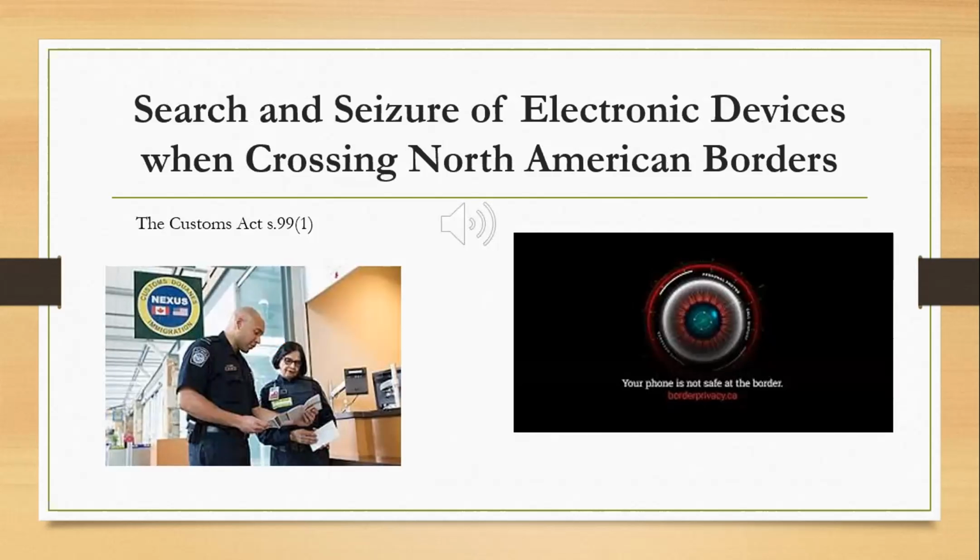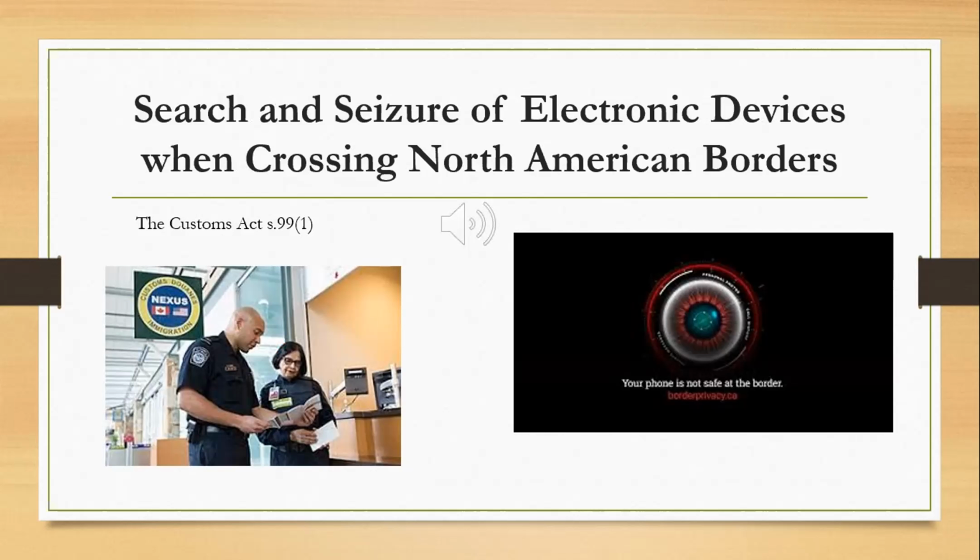They base this on an interpretation of Section 99(1)(a) of the Customs Act, which states that an officer may, at any time up until the time of release, examine any goods that have been imported and open or cause to be opened any package or container of imported goods, and take samples of imported goods in reasonable amounts.